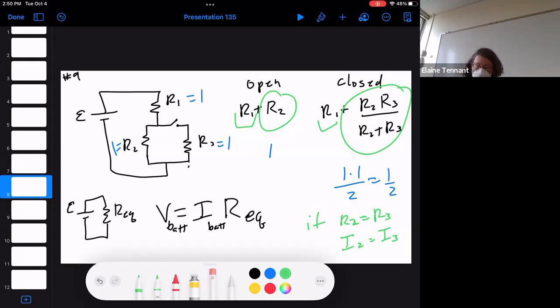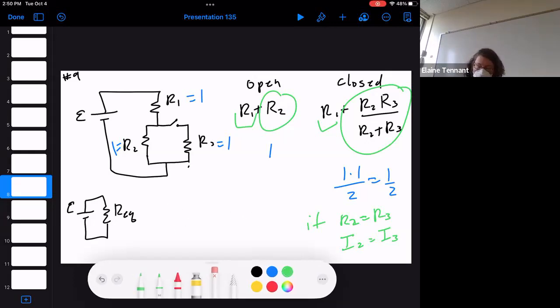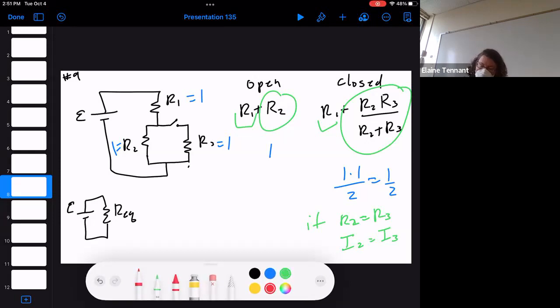What if R2 is twice as big as R3? Could we say something about the currents then? We could, and let's justify this. If this is true, then the current through I2 will be half the current through I3.